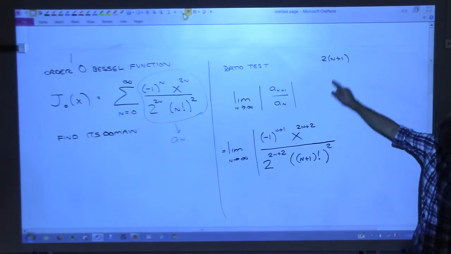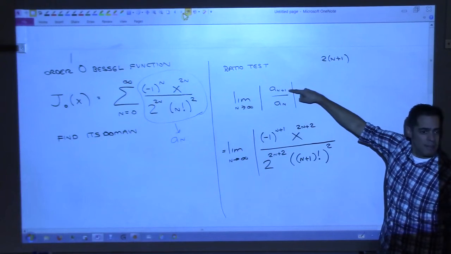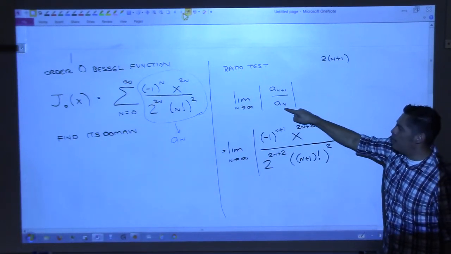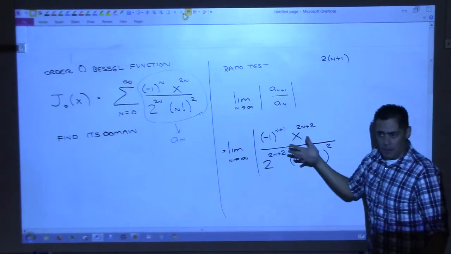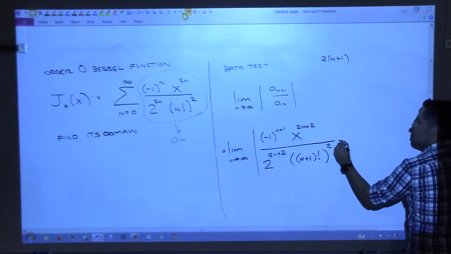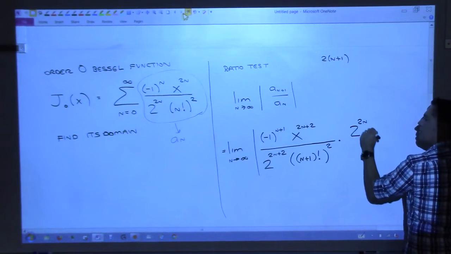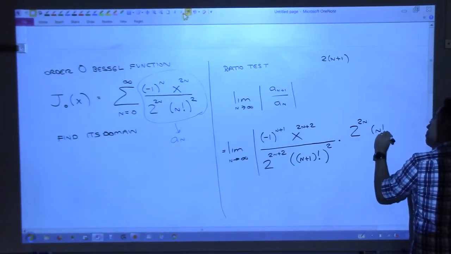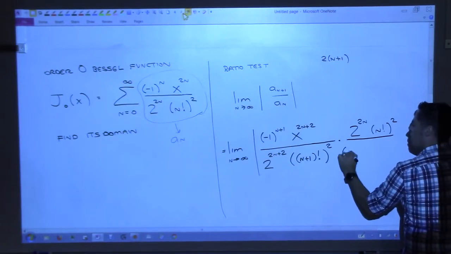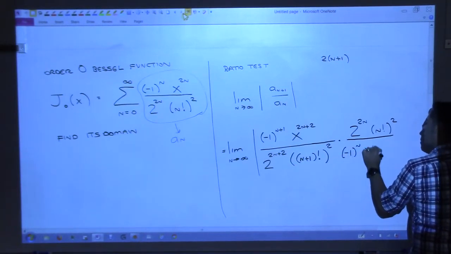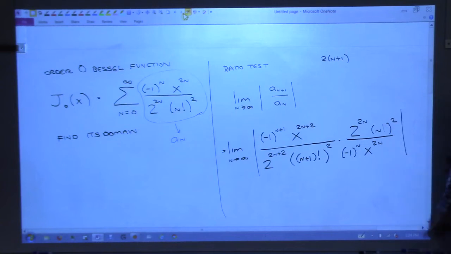So this is just a sub n plus 1, right? Then I have to divide it by this. But dividing by this is the same as multiplying by the reciprocal. So I'm going to just multiply by the reciprocal here, 2 to the 2n, n factorial squared over negative 1 to the n, x to the 2n. There we go. And that looks pretty horrible, but a lot of things are about to get real nice with this, all right?